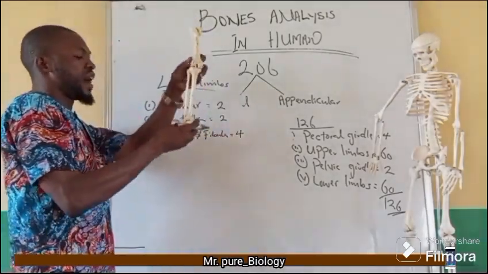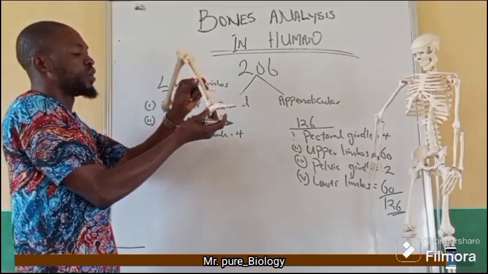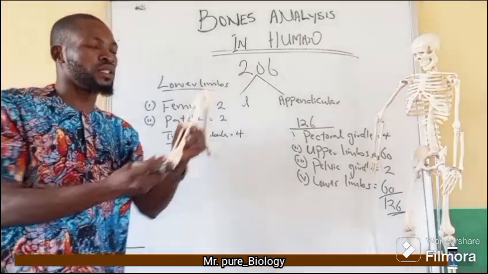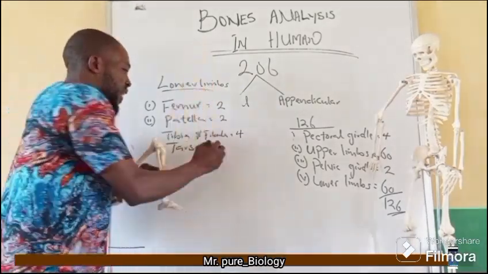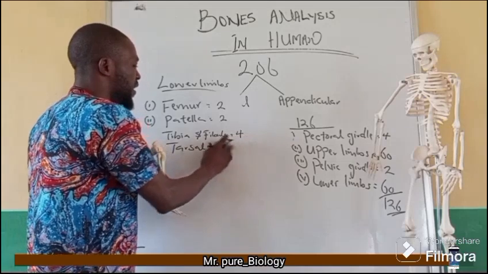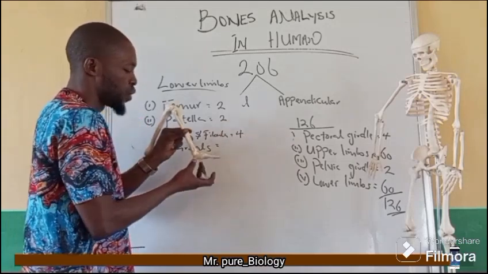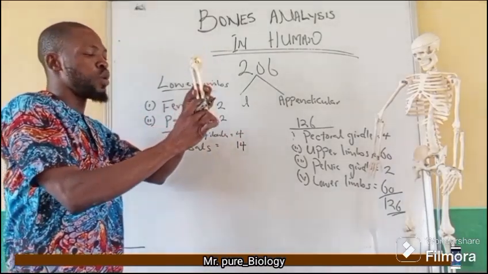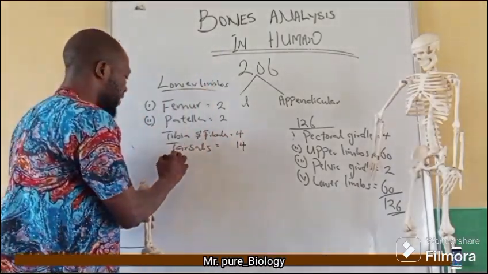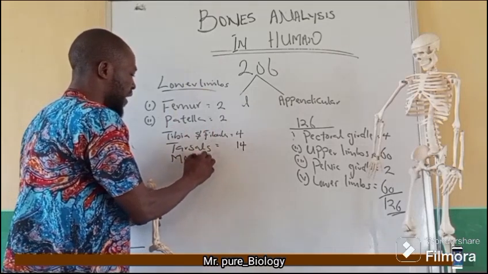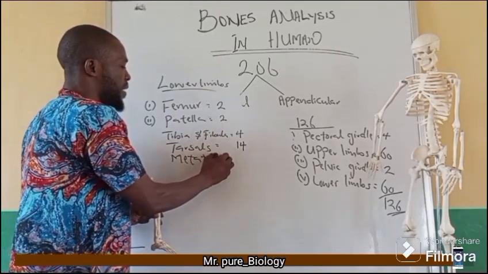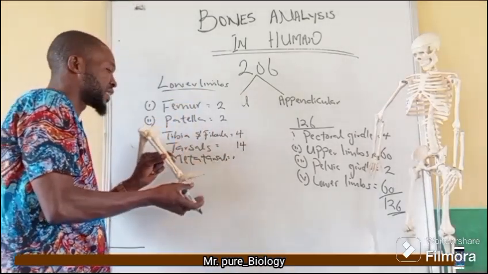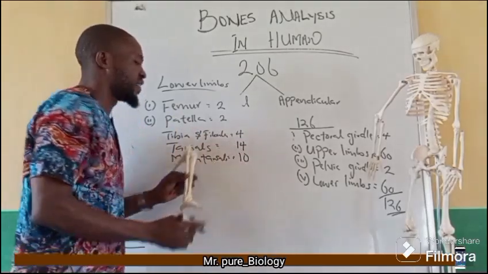There are 4 bones. Aside from that, we also have the tarsals, which we refer to as the bones of the ankle. How many bones are the tarsals? Tarsals are 14 bones, that is, we have 7 in each. Aside from that, we also have the bones of the metatarsals, that is the bones of the feet. How many are the metatarsals? As we have in the metacarpals, they have the same numbers. That is 5 in each, making 10.